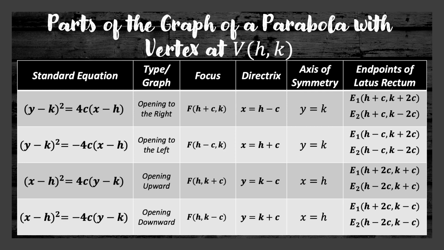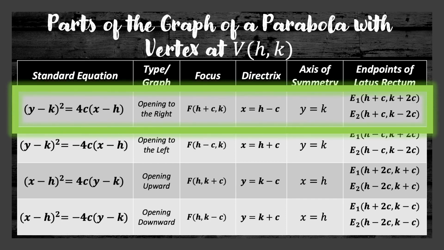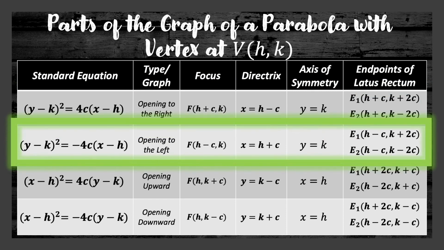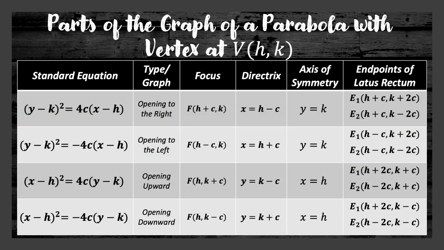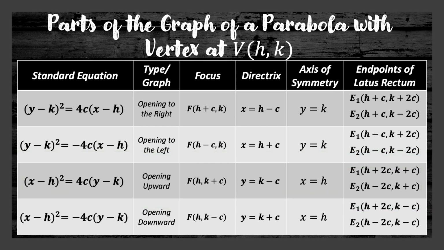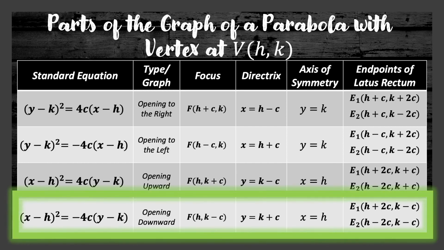The formulas in the first row are used to graph the parabola that opens to the right, while the formulas in the second row are for parabola that opens to the left. The formula to sketch a parabola that opens upward are in the third row. Finally, you can access the formulas to be used to graph a parabola that opens downward in the last row.